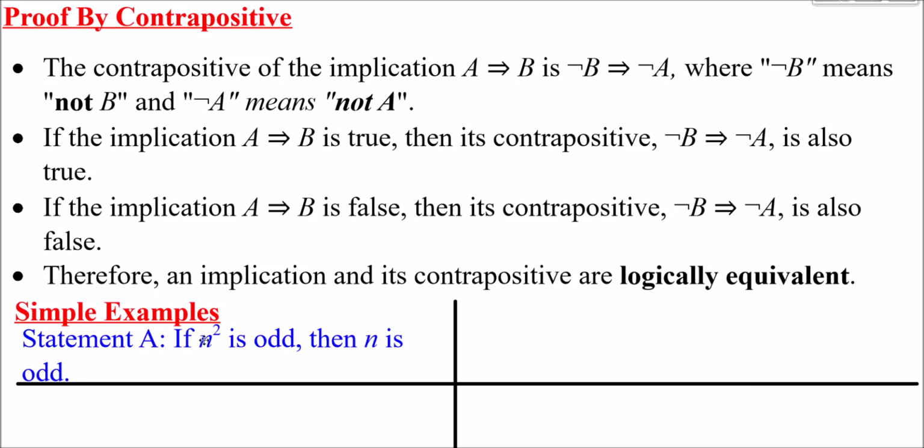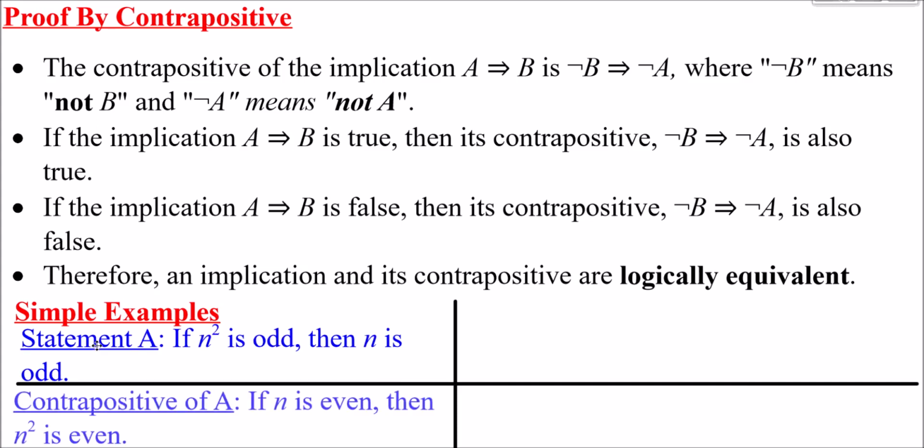So here, n squared is mentioned first, then n is mentioned last. In its contrapositive form, n will come first, and then n squared will be mentioned last, and they'll be made opposite. So n squared will now be even, and n will be even. So putting that together, the contrapositive of A is that if n is even, then n squared is even also.